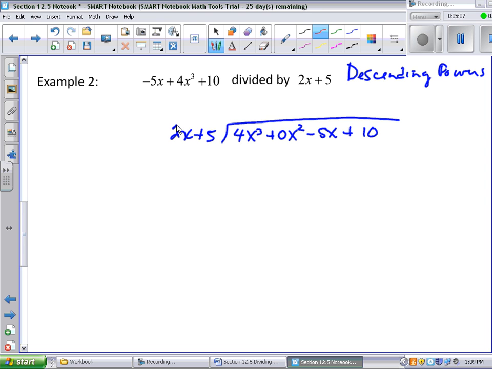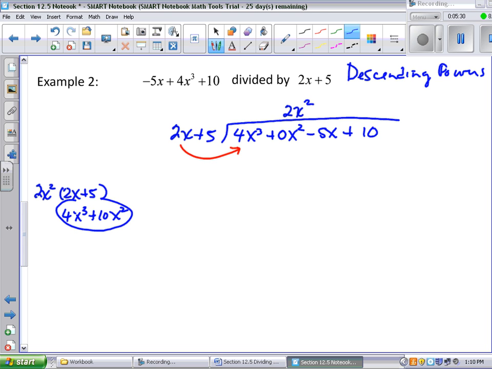So I'll start off 2x times what makes 4x cubed. Let's see, 2x times 2x squared, because 2 times 2 is 4 and x times x squared makes x cubed. So now I'm going to multiply 2x squared times 2x plus 5, and that will give me 4x cubed plus 10x squared. And you may not need to write that down here, but I'm writing it down there for the visual people who need to see that, and a lot of people do need to see that step.